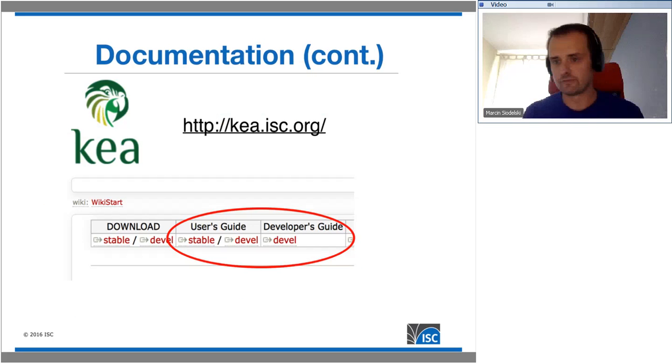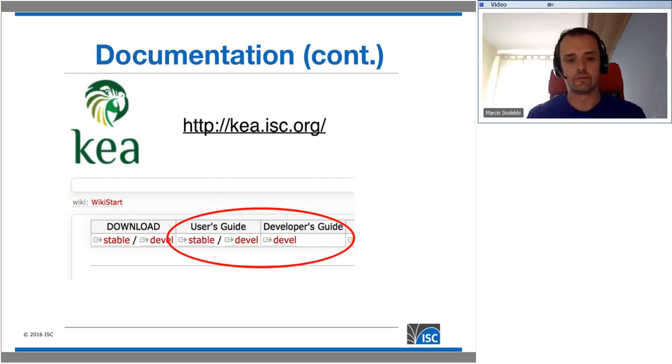If you don't like the links provided on the previous slide, there is an easier one to remember: http://kea.isc.org. This is the Kea wiki page, and in the top left corner, you're going to see links to the user's guide and developer's guide.